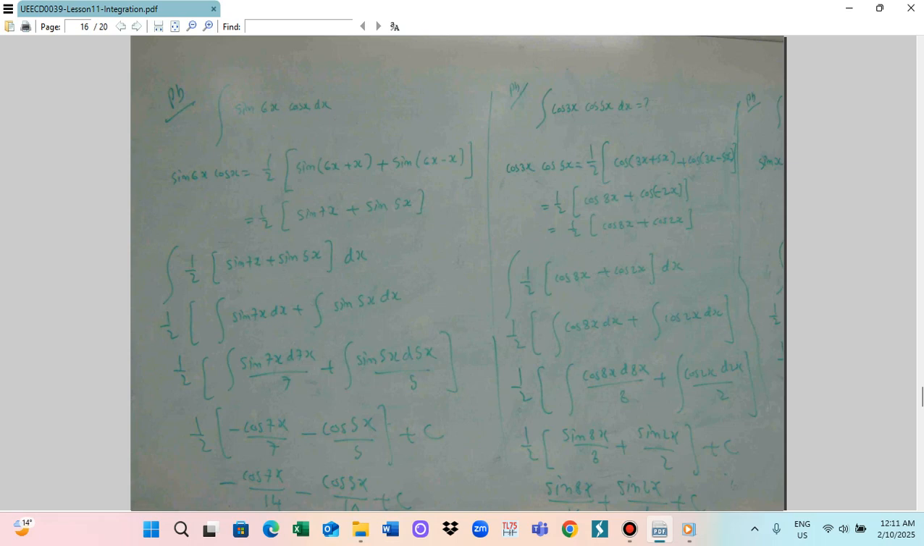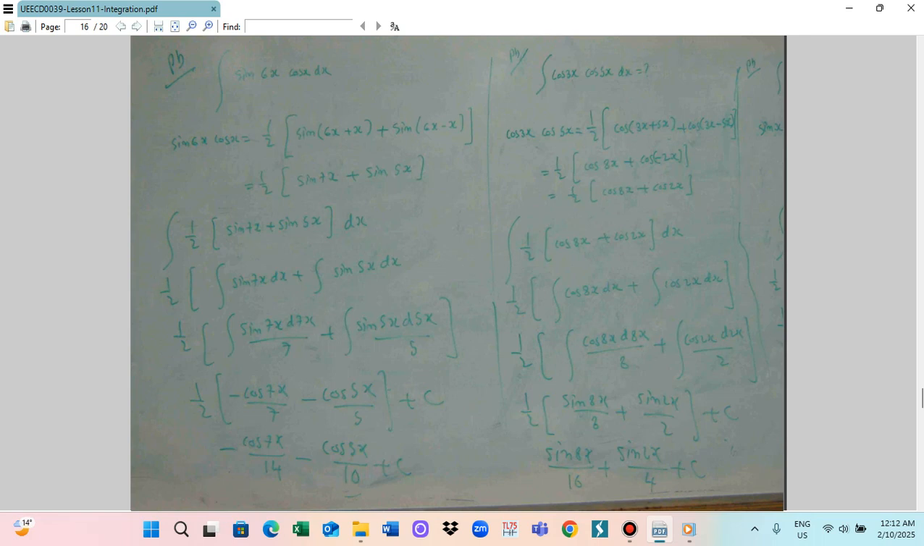So integration of cos 8A is sin 8A by 8, plus integration of cos 2A is sin 2A by 2, plus c. So this becomes sin 8A by 16 plus sin 2A by 4 plus c. So that will be the answer.